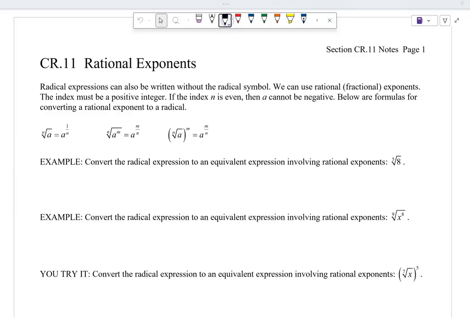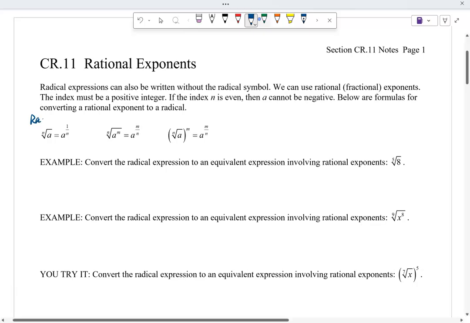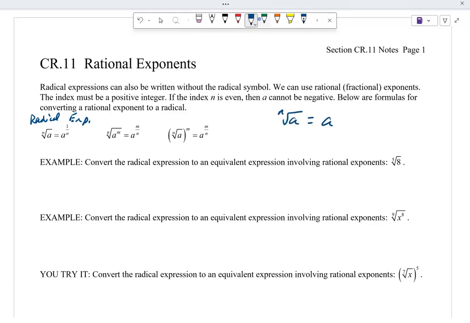So here on the left we've got the radical notation, and here's the exponential notation on the right. So the nth root of a is the same as a to the 1 over n. Those are equivalent notations, just different notations for the same thing.